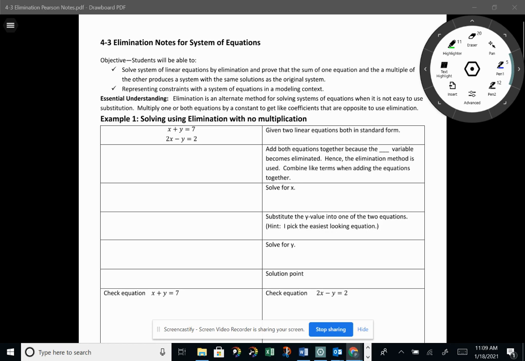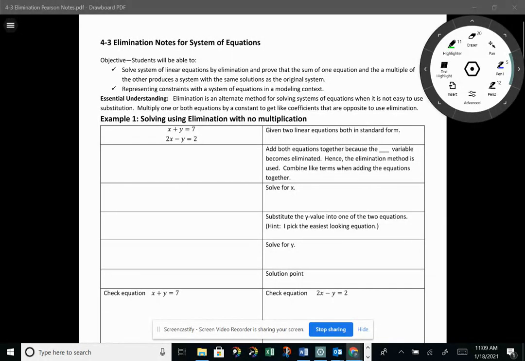Okay, so these are notes for elimination. So how to solve a system using the elimination method. And the word elimination just means that you're going to eliminate one of the variables. And the easiest thing to do is always to eliminate the x, but sometimes you can just add up.